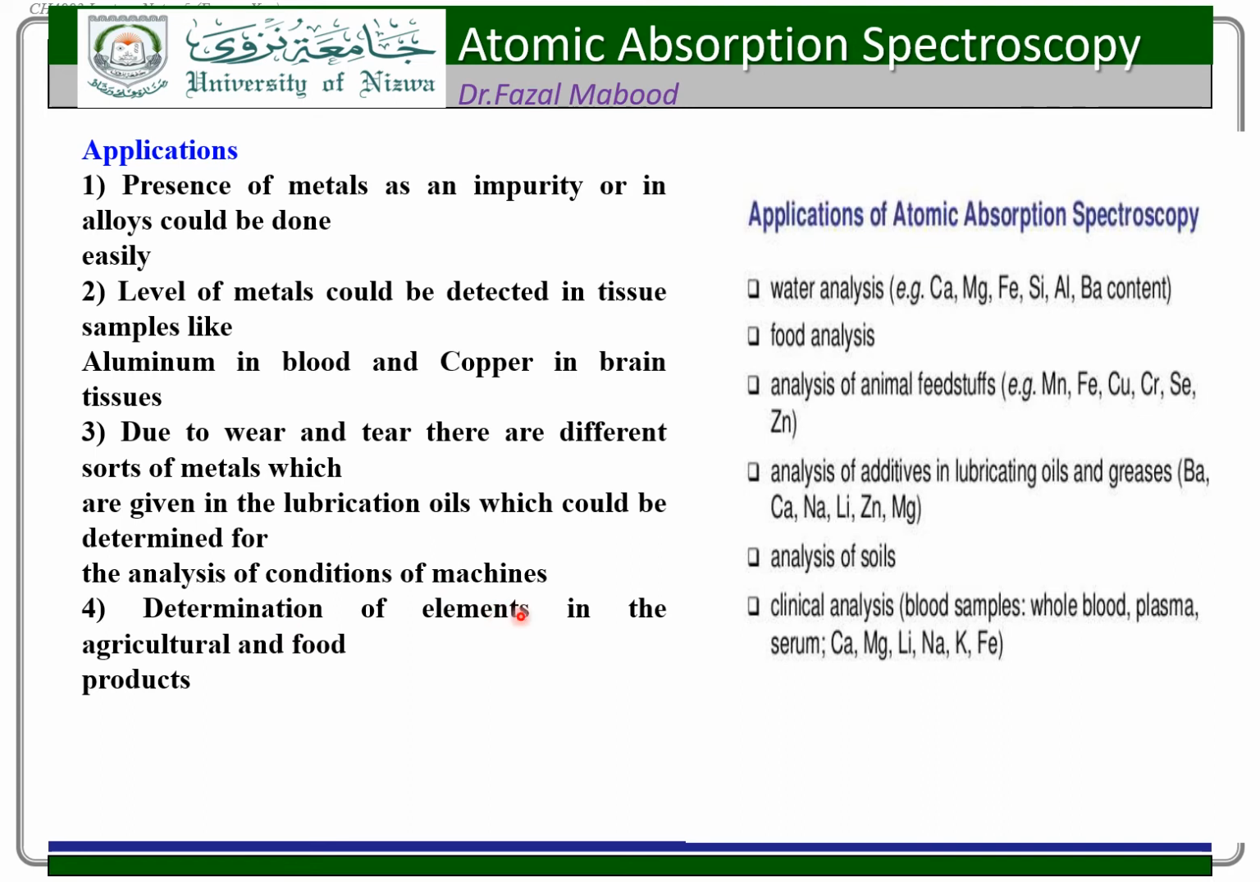Determination of elements in agriculture and food products. Applications of atomic absorption spectroscopy: water analysis, for example for the quantification of calcium, magnesium, iron, silicon, aluminium, barium. Food analysis, analysis of animal feedstuff, analysis of additives in lubricant oil and greases, analysis of soil, clinical analysis like blood samples, whole blood, plasma, serum, and so on.